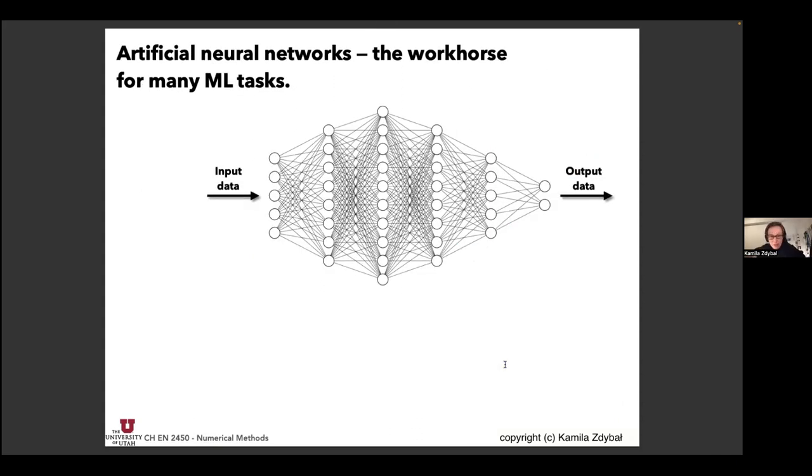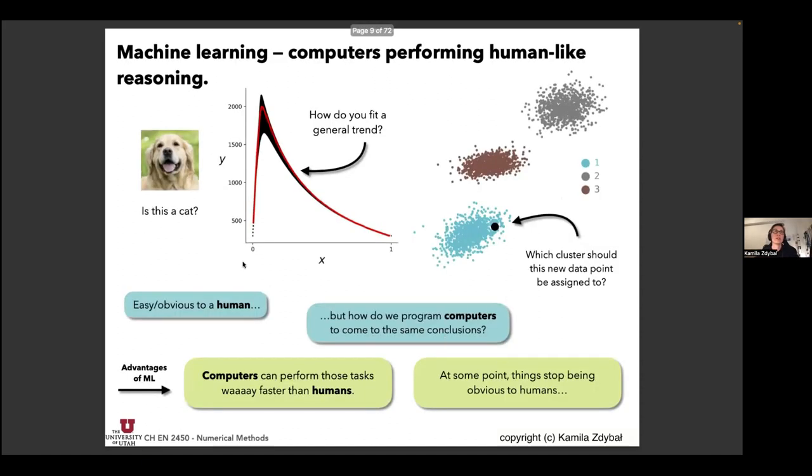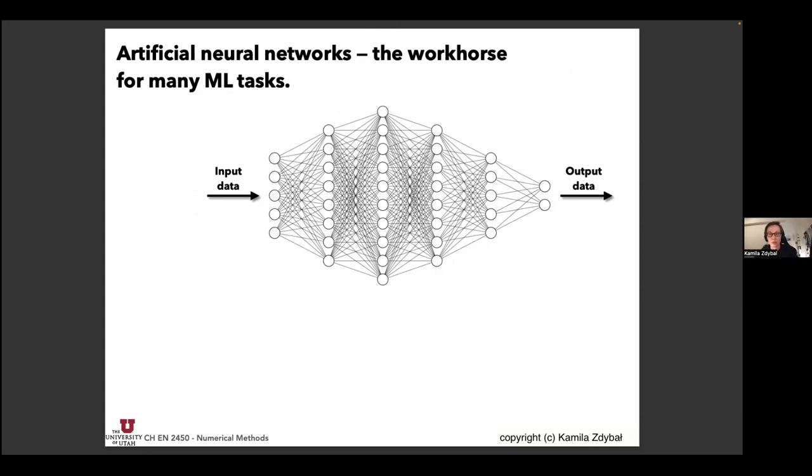So from now on, I'm going to talk about neural networks, because neural networks are actually the workhorse of a lot of those machine learning algorithms. And pretty much all of those tasks that I showed you here, so looking at pictures, determining clusters, all of those tasks can actually be performed by neural networks.